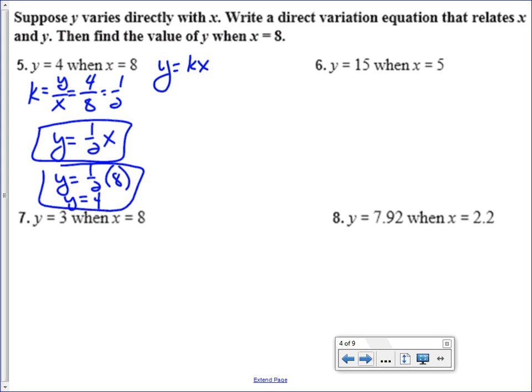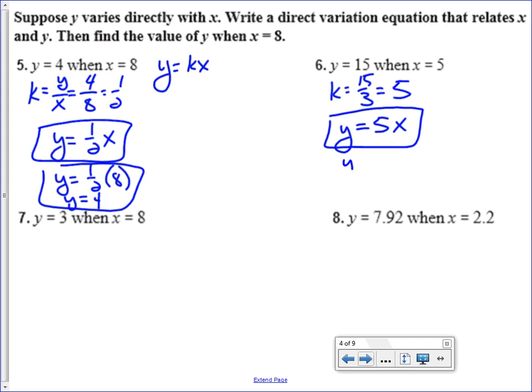Those are the two things you'd need to find. So let's go ahead and do it for this one. To find that k, you take 15 divided by 3, which gives you a 5. So your equation would be y equals 5x. So there's that part. And then to find out when the x is 8, you simply put in an 8, and you have y is equal to 40.